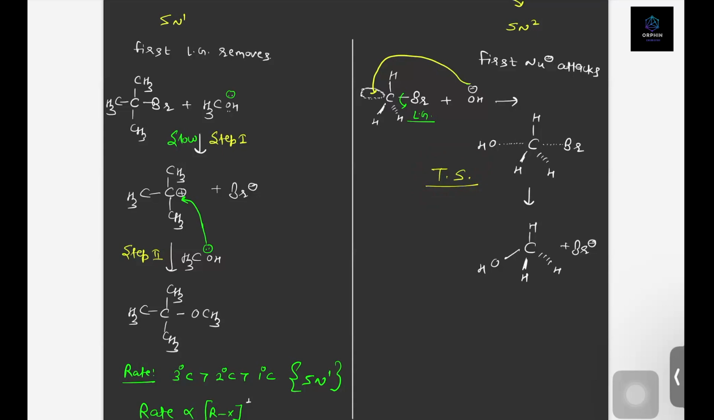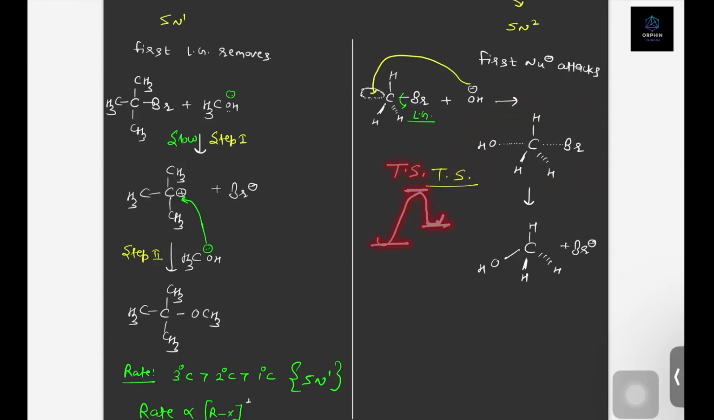Unlike SN1, SN1 was a two-step process. First step was the formation of carbocation. Second step was the formation of product. But here it is happening in one step only. This transition state is not an intermediate. The graph will be like that. This is the transition state.